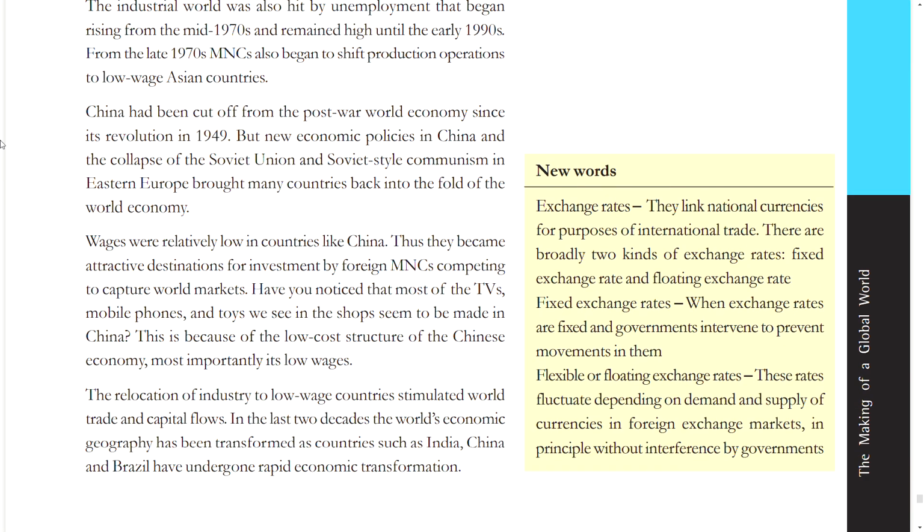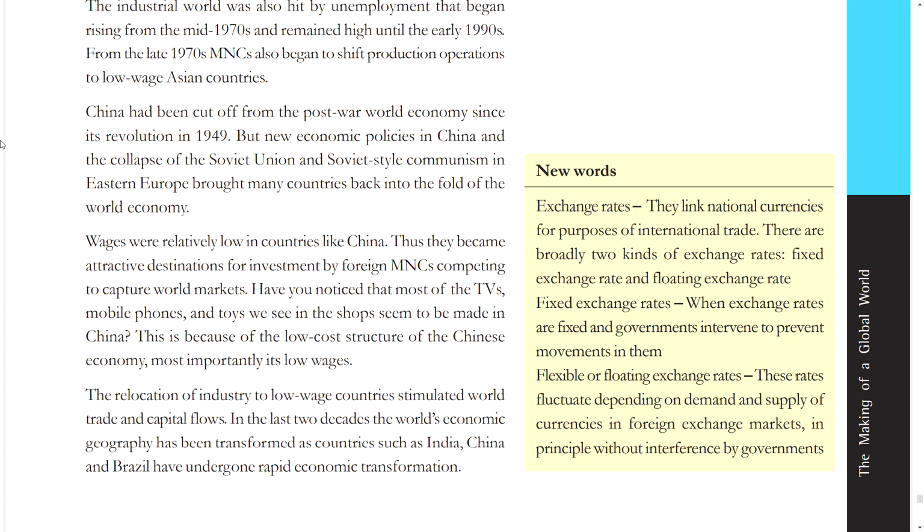China had been cut off from the post-war world economy since its revolution in 1949. But new economic policies in China and the collapse of the Soviet Union and Soviet-style communism in Eastern Europe brought many countries back into the fold of the world economy. Wages were relatively low in countries like China. Thus, they became an attractive destination for investment by foreign MNCs competing to capture world markets.